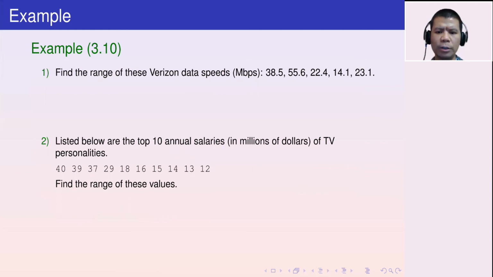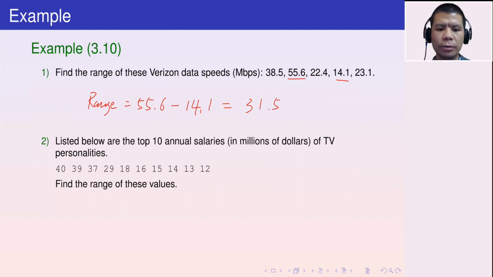Okay, so what is the range for this one? The range equals the largest one, 55.6, minus the smallest one, 14.1. So that's 41.5. Okay, 41.5. That's the range, the maximum minus the minimum.